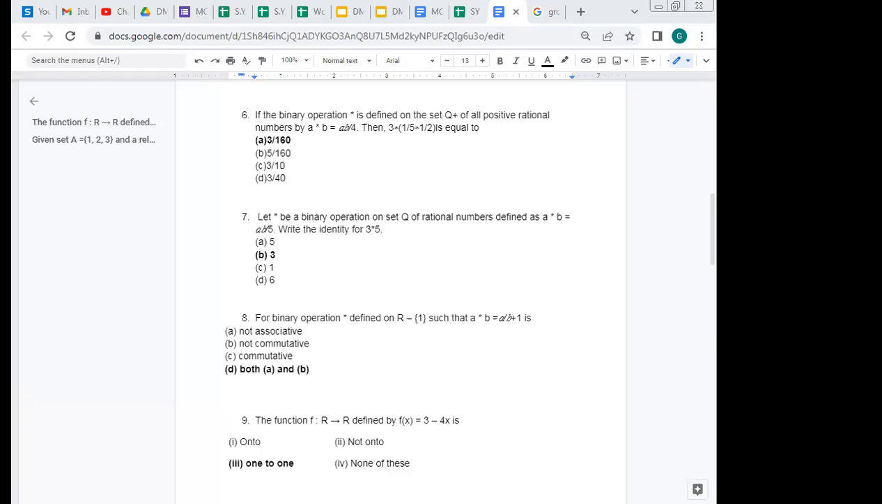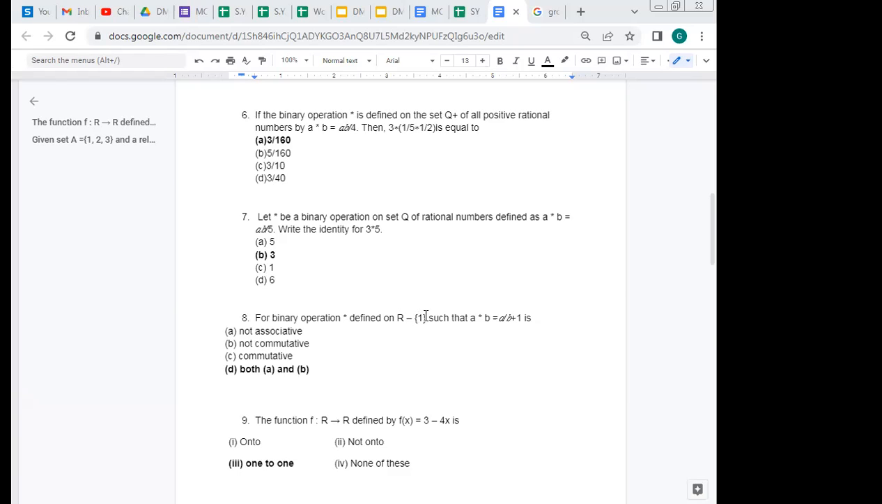How do we go for that is, for binary operation star defined on R minus 1. R is what? R is the set of real numbers, means 1, 2, 3, 4 like that. And from that R, 1 is excluded, means the set starts from 2, 3, 4, 5. R minus 1 is given. Getting the meaning of this? R minus 1. Here 1 is not there in this set.